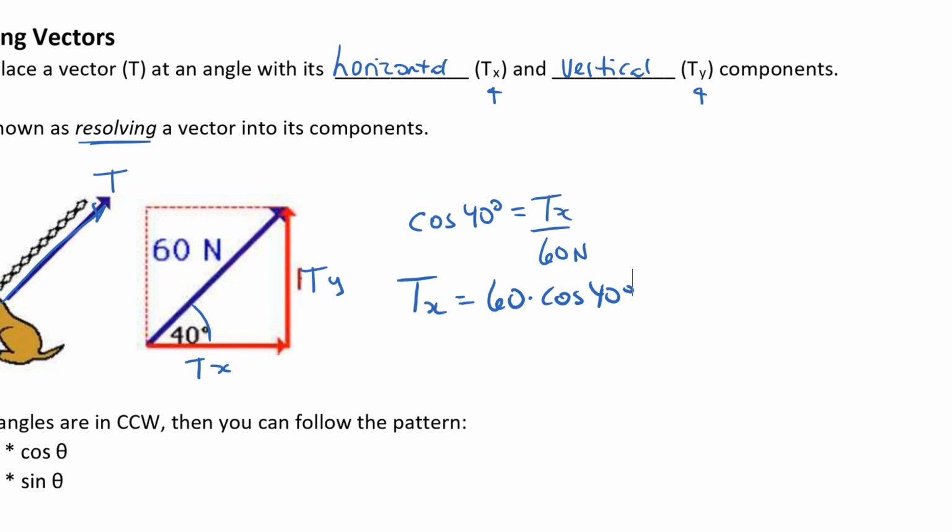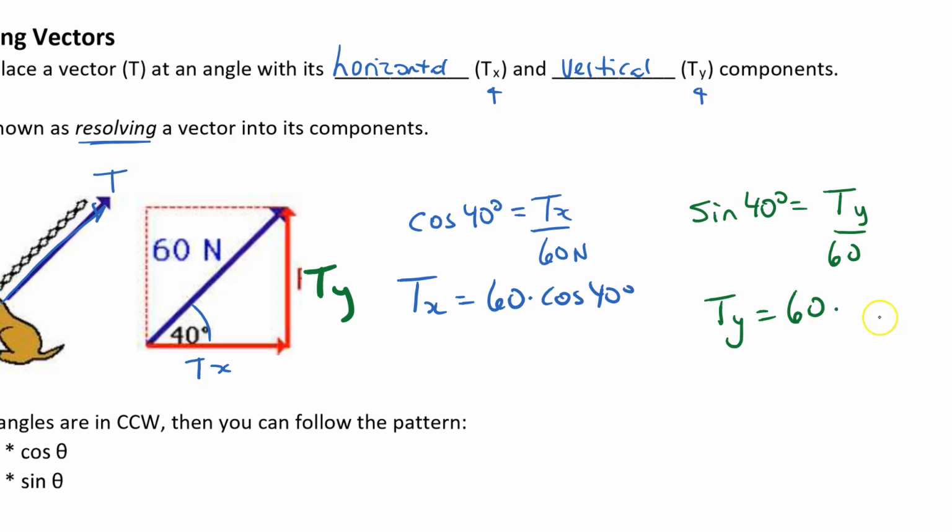I won't compute it, I'll just leave it there. Similarly, my y direction here, maybe I'll switch to green here. For my y direction, I would be using sine, because the sine of 40 degrees is equal to the opposite, which is the y component of tension, divided by 60 newtons, the hypotenuse. So Ty is going to be equal to 60 times the sine of 40 degrees.